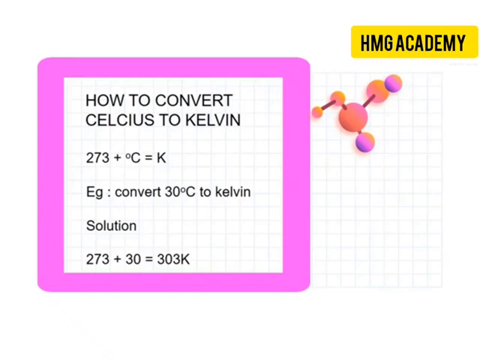A good example: convert 30 degrees Celsius to Kelvin. The solution is to add 273 to 30. That will give us 303 Kelvin.